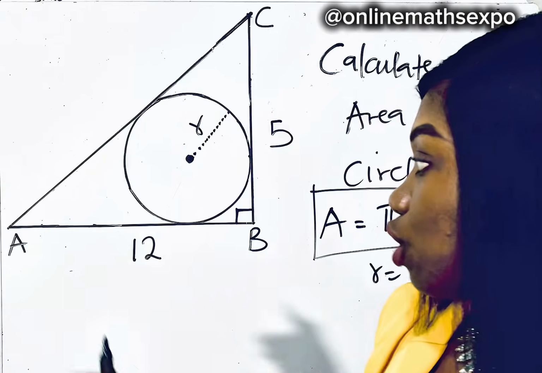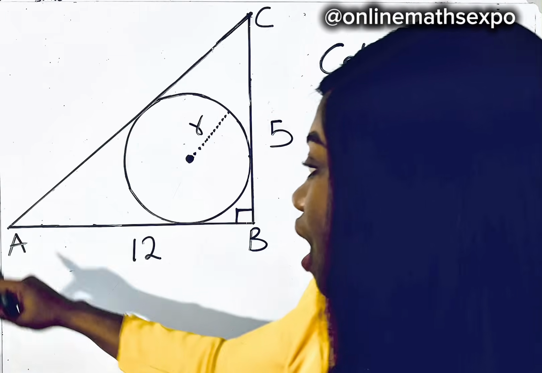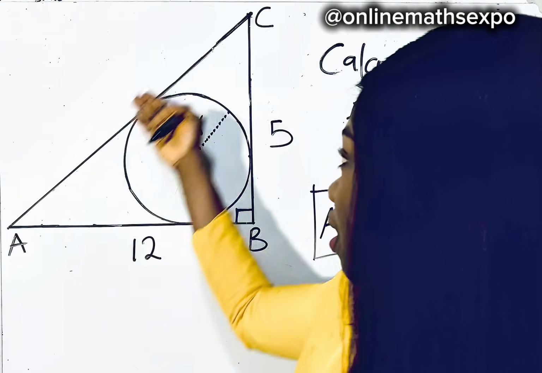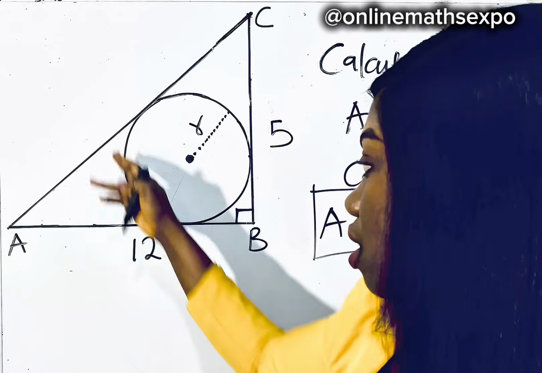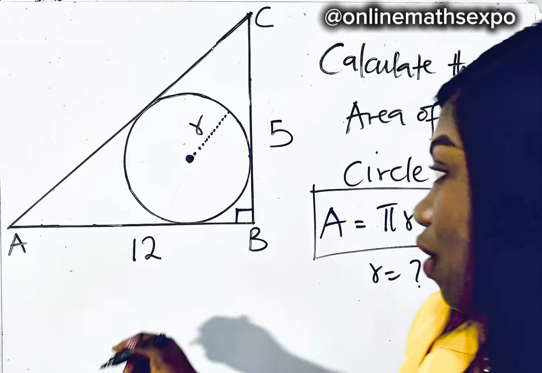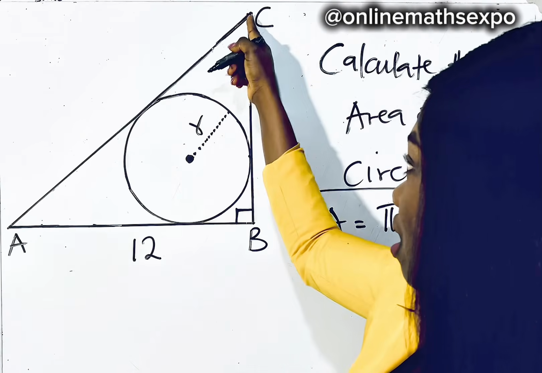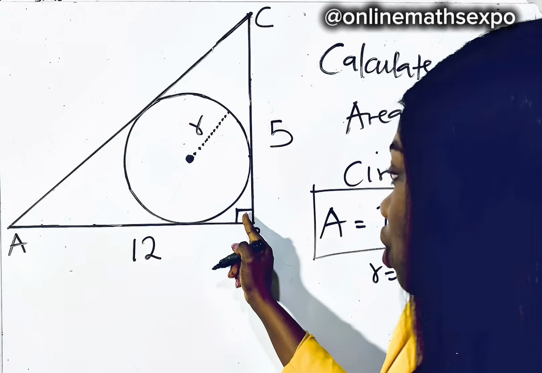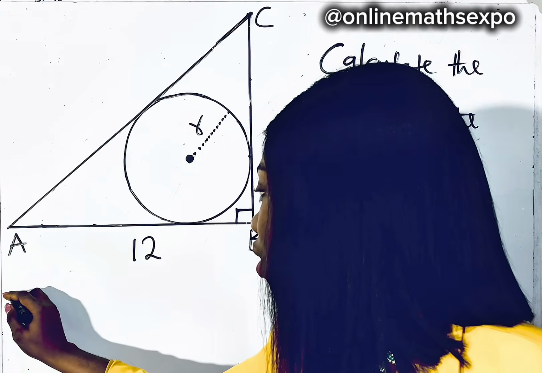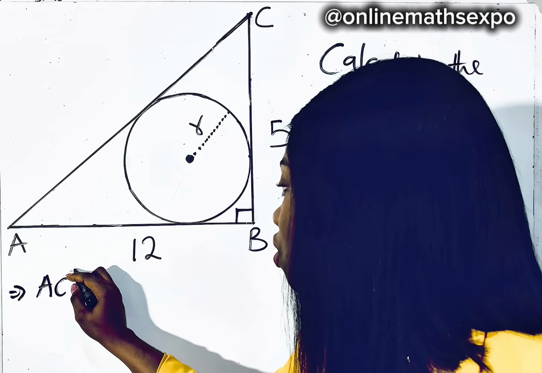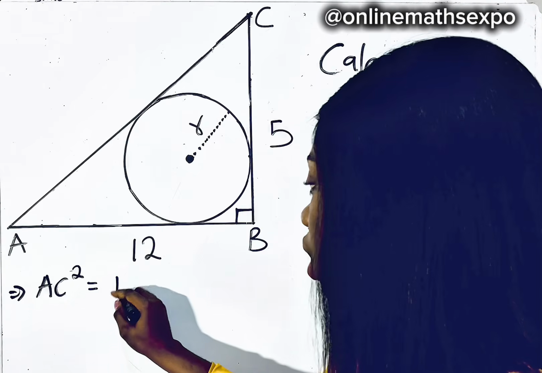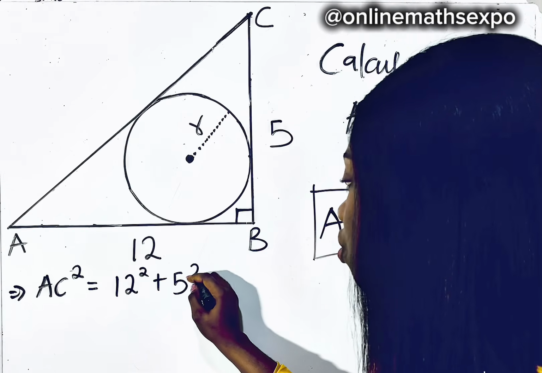Going by the first method, we need to first find this length AC. And you see that this ABC is a right triangle. In that case, for us to find length AC, since we are working with the three sides of the right triangle, remember to use your Pythagorean theorem. Length AC is opposite to the right angle, so this becomes the longest side. Using Pythagorean theorem, AC squared should be equal to the sum of the squares of the two legs. So we have 12 squared plus 5 squared.